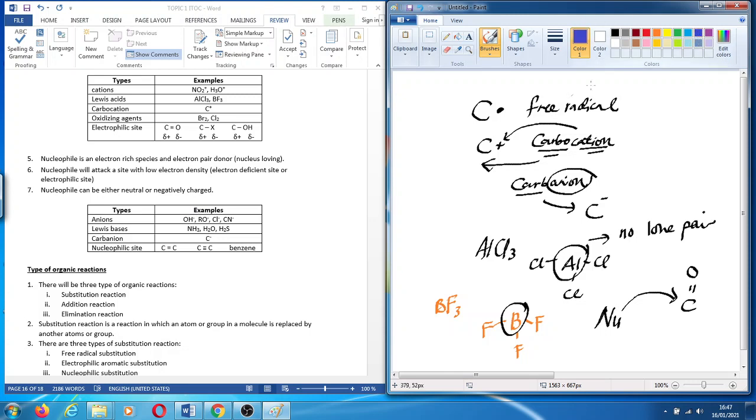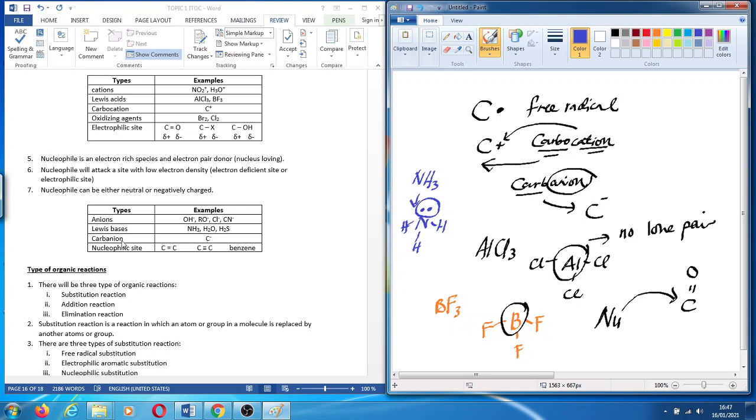Example here, NH3. When we draw our Lewis structure, N, H, H, H, we have one lone pair here. This means it is a nucleophile. It has a lot of electrons and it can donate the electrons.